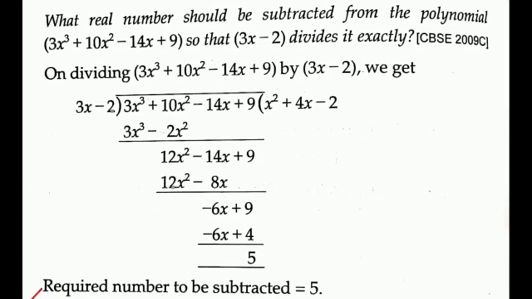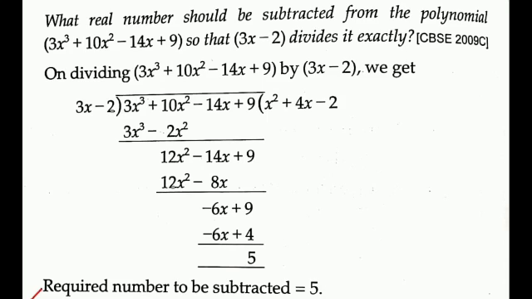And the very first type is: what real number should be subtracted from the polynomial 3x cube plus 10x square minus 14x plus 9 so that 3x minus 2 divides it exactly? That is, try to understand the question. In this question, it is asked that for 3x minus 2 to be a factor of the given polynomial, what should be subtracted? And in order to obtain that number, we will have to divide the given polynomial by 3x minus 2.